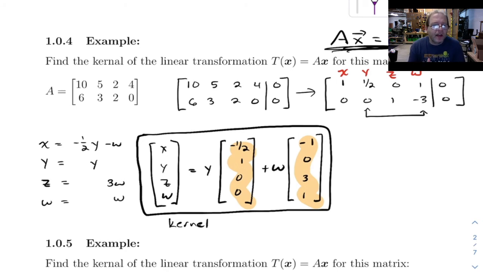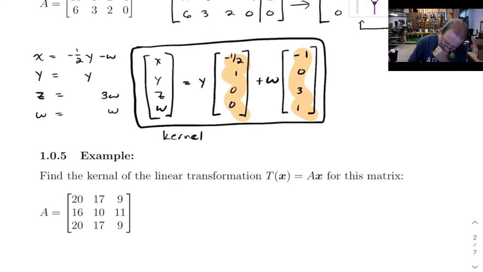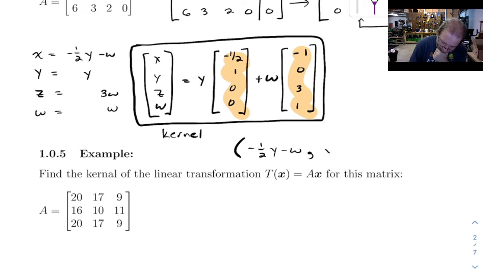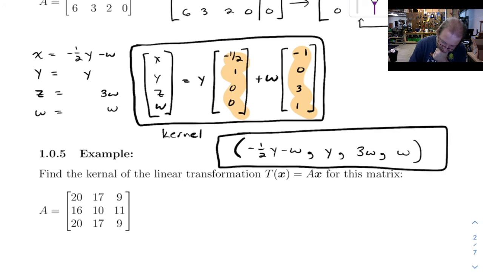They tend to put it as a point with S and T in it. Here's what they do. They write it like this. X is going to be minus 1/2 Y minus W. Y is just Y. Z is 3W. And W is W. So the book tends to write their answers like that.